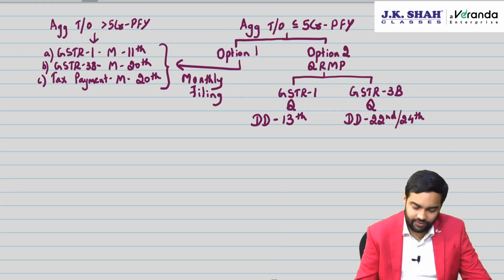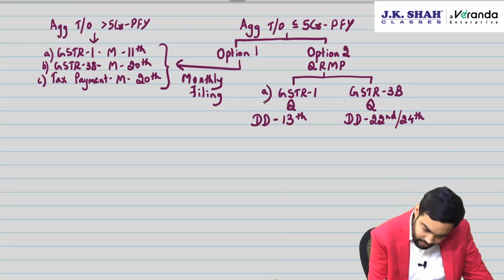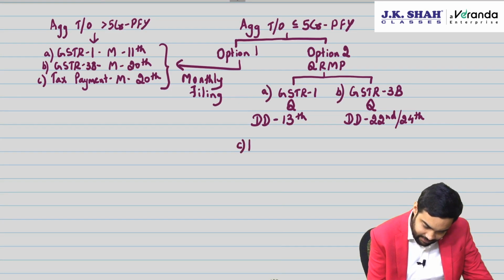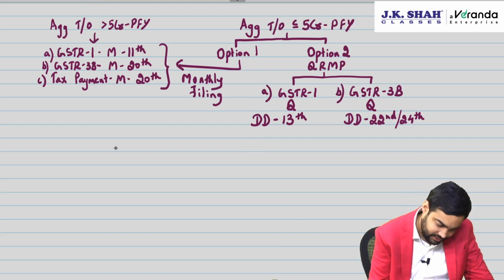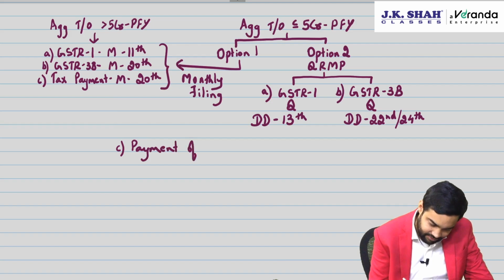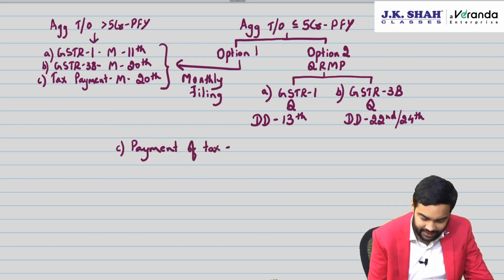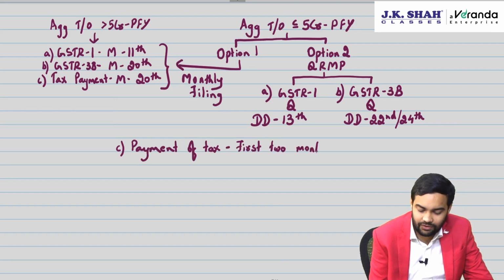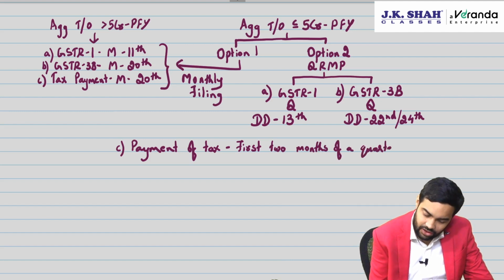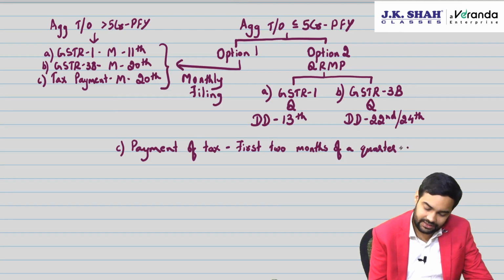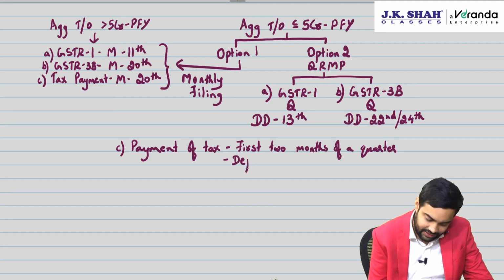Then once you file this, what about payment? That's the main thing, na? For the government, what's the most essential thing? Payment of tax. So the government has said you have to pay taxes on a monthly basis. Now what will you do for the first 2 months of a quarter? Because you are not filing any return, how will you pay it? So the government said just deposit in the e-cash ledger.